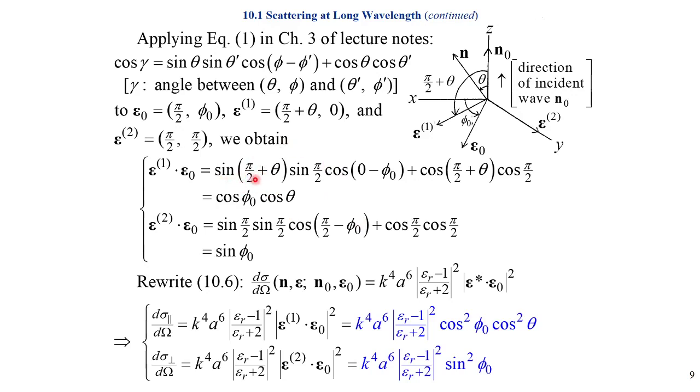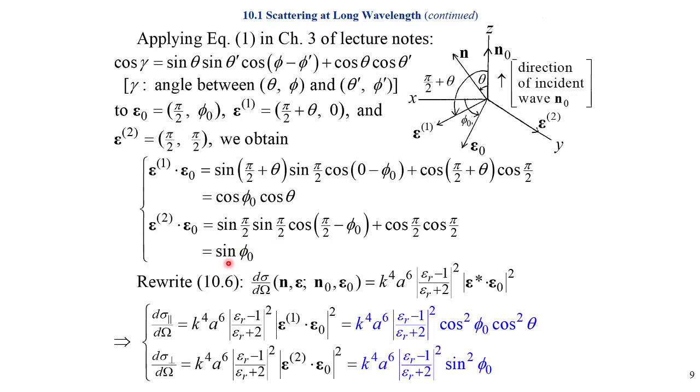Sine pi over 2 plus theta sine pi cosine 0 minus phi 0. So eventually we got this relation. The angle will be cosine phi 0 cosine theta. On the other hand, epsilon 2 epsilon 0, simple. Very simple. Just sine phi 0. Sine phi 0. Very simple.